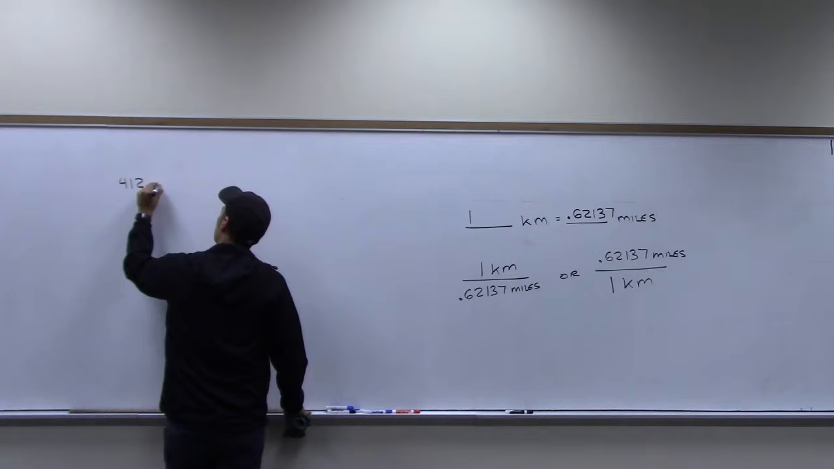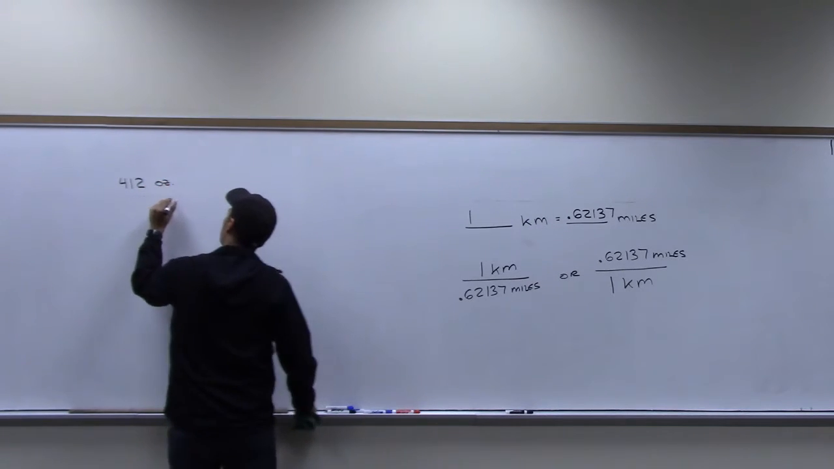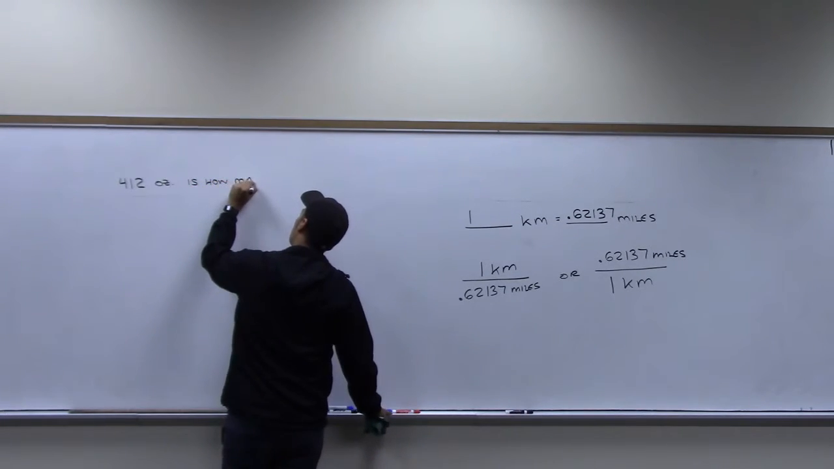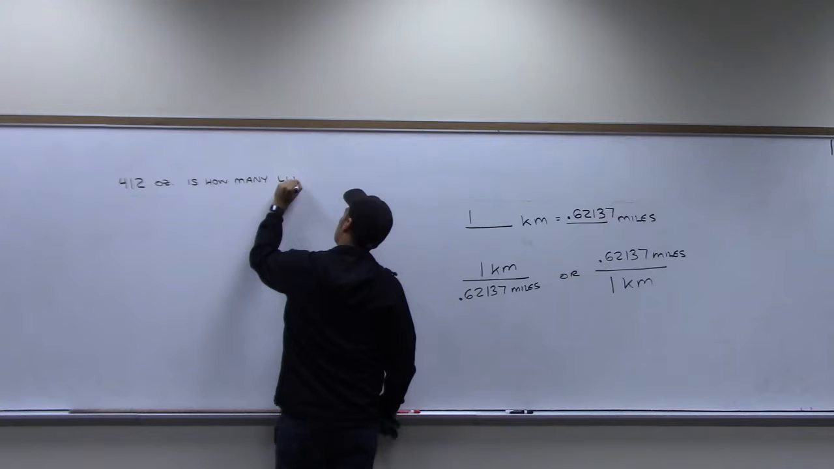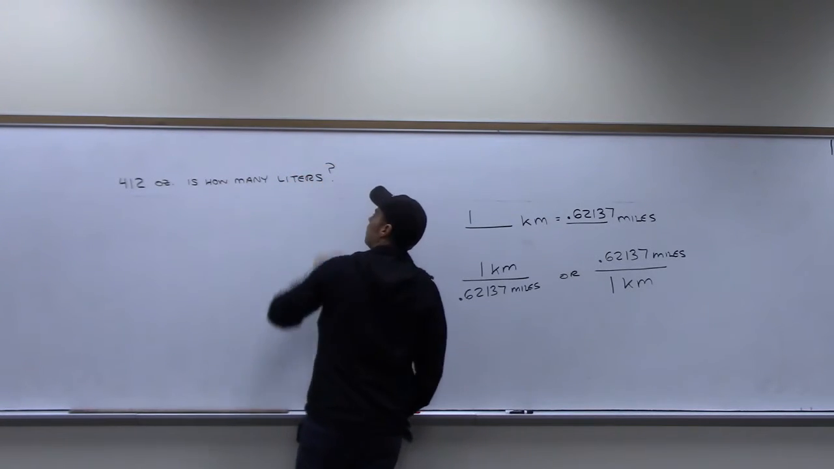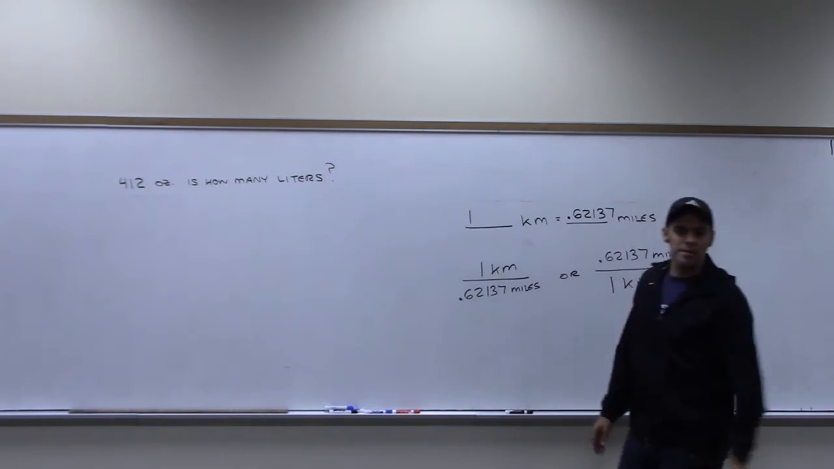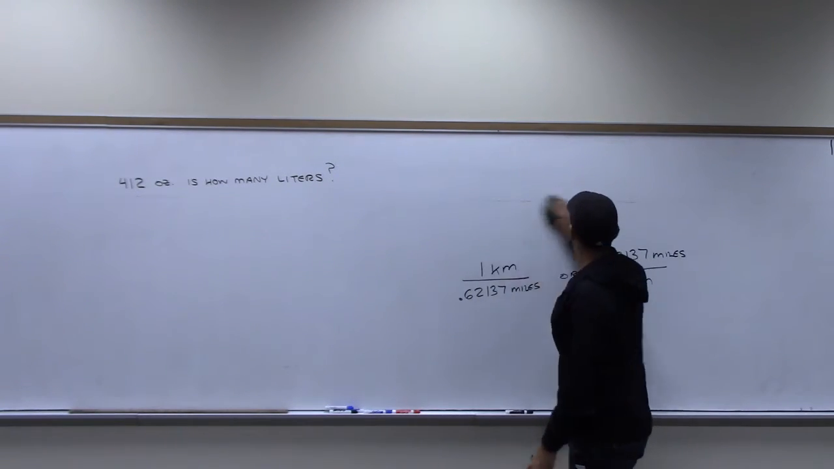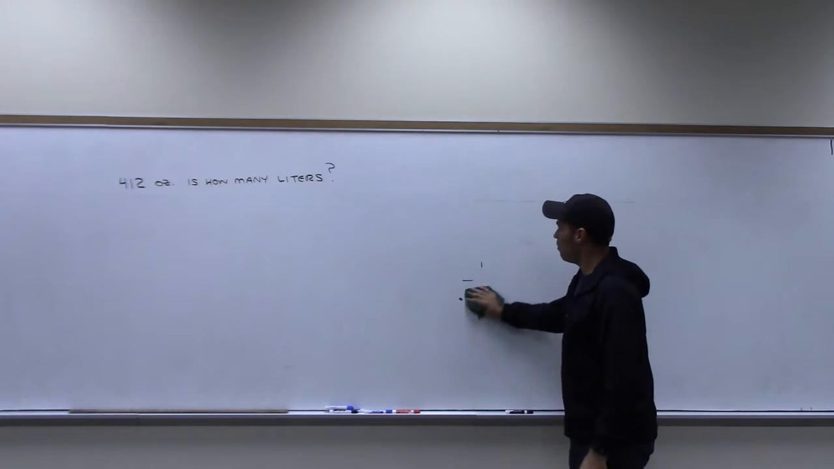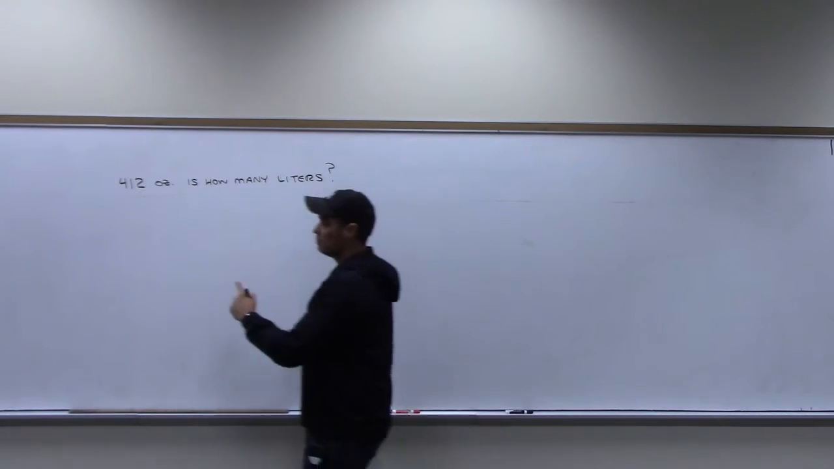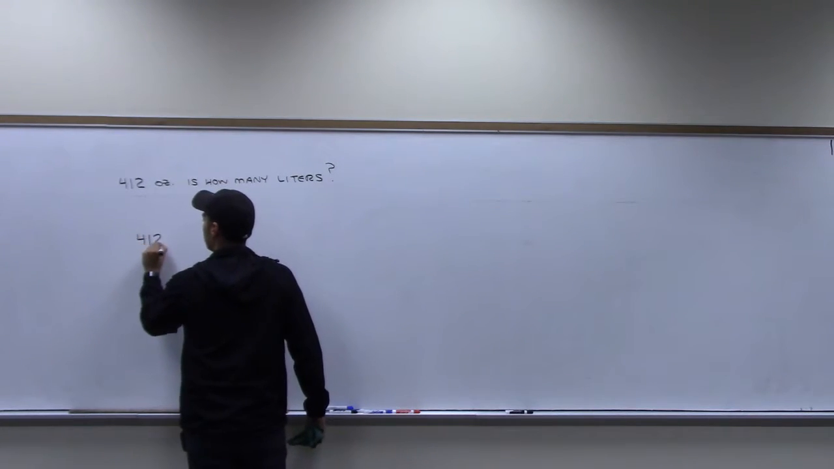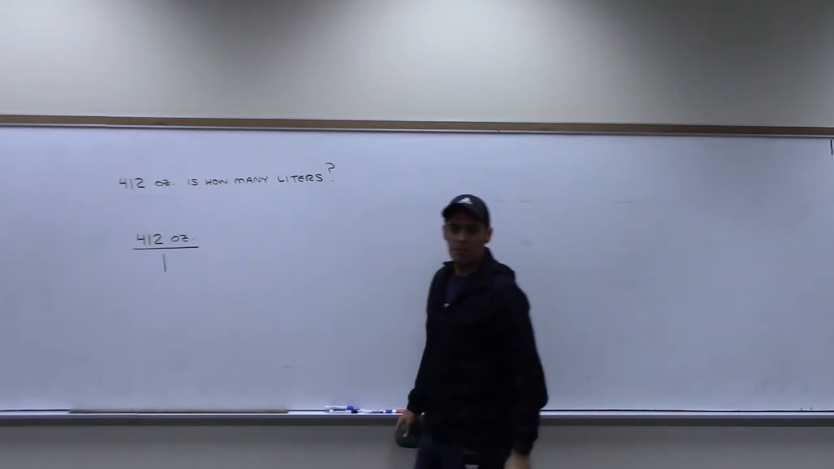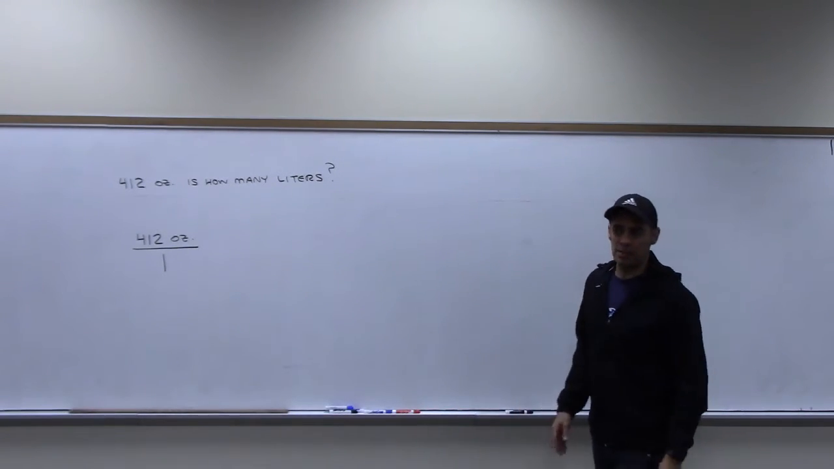412 ounces is how many liters? That's 412 ounces is how many liters? So the first thing I'm going to do is write down 412 ounces, right, over 1. And I'm trying to get from ounces to liters.